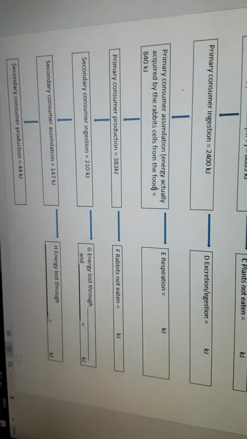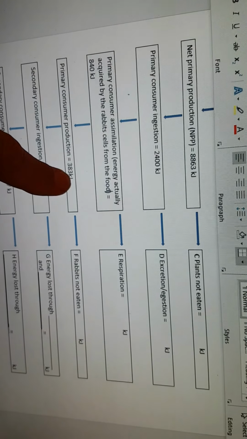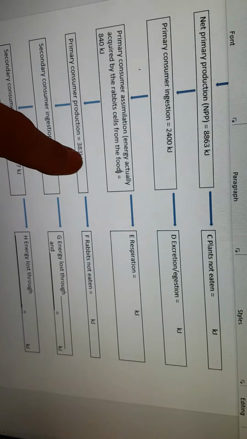So in the end, when that hawk comes along wanting to eat rabbits, it's only got 383 left available to it. Now, again, not every rabbit is going to get eaten, and even those that do get eaten, not every part of the rabbit is eaten. The bones are not eaten, the fur is not eaten. There will be some energy tied up in those parts of the skin. So in the end, the rabbits and parts of rabbits that are eaten might contain 210.